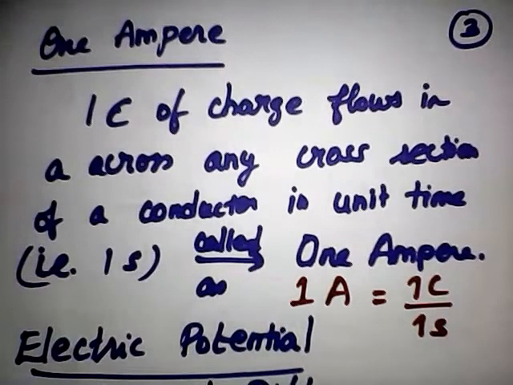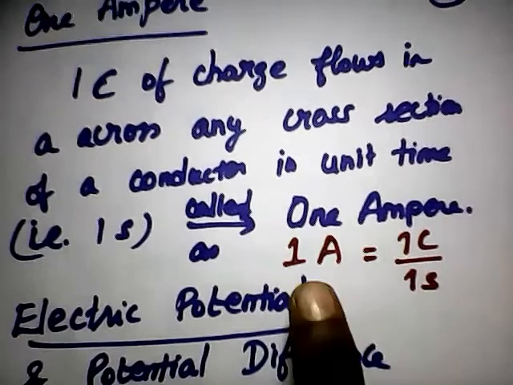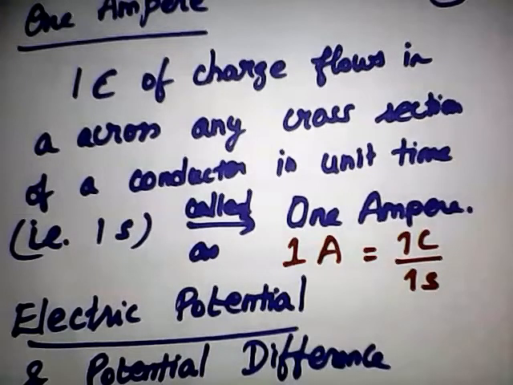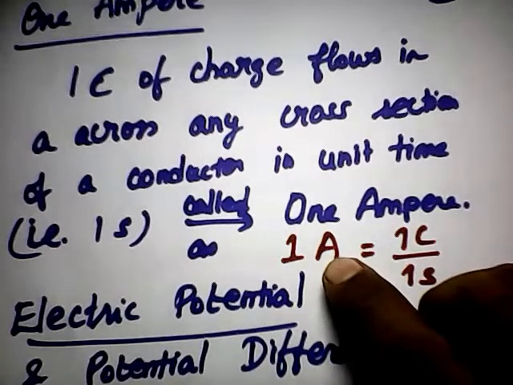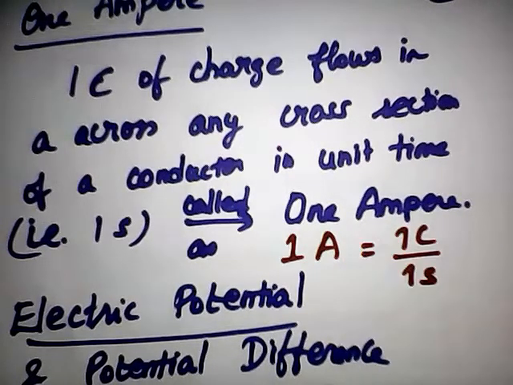We will see what is 1 ampere. The charge unit is coulomb, that is capital C. When one coulomb of charge flows through any cross section of a conductor in unit time, then it is called 1 ampere. So symbolically, 1 ampere is equal to 1 coulomb per 1 second. We don't always say coulomb per second. Instead, we say the current is measured in ampere.